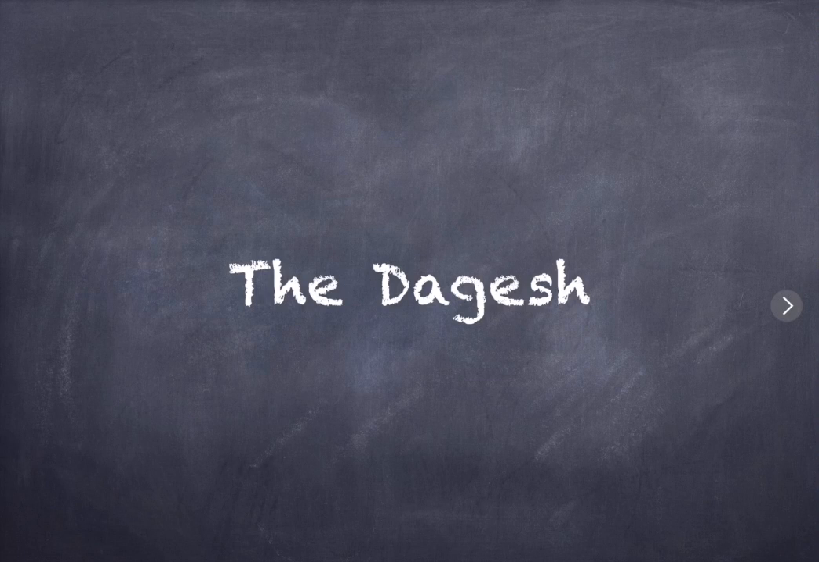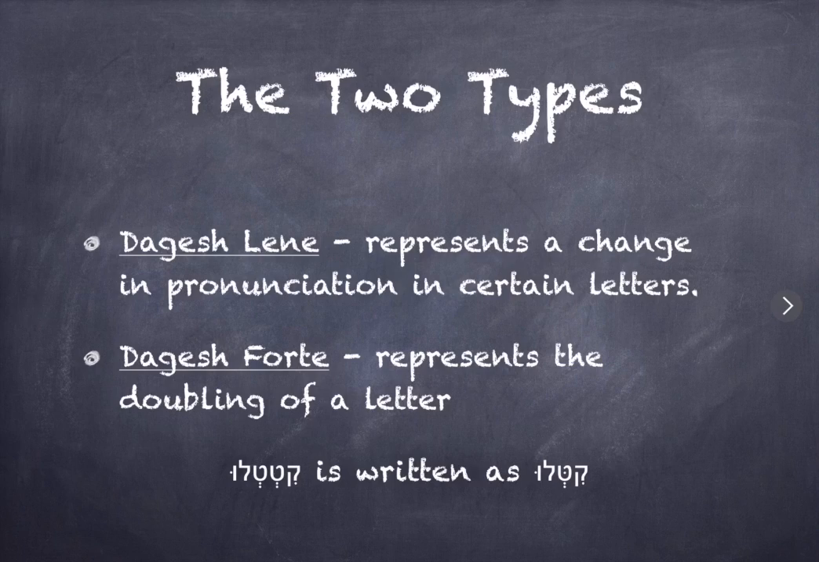In this Hebrew 101 video, we're going to look at the Dagesh. And the Dagesh is that little dot that you see in many Hebrew words. We have two types of Dageshes. The first is the Dagesh Lene, and the Dagesh Lene occurs in only certain letters, and it represents a change in the pronunciation of those letters. Second, we have the Dagesh Forte, and it represents the doubling of a letter.